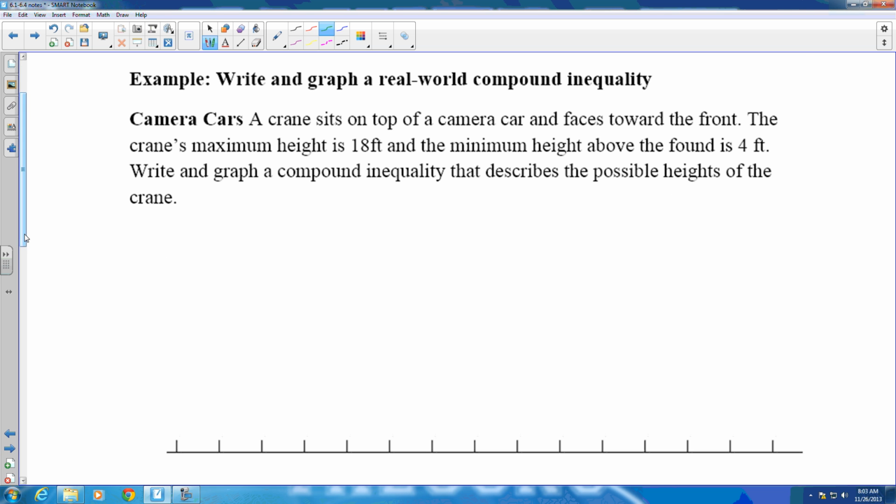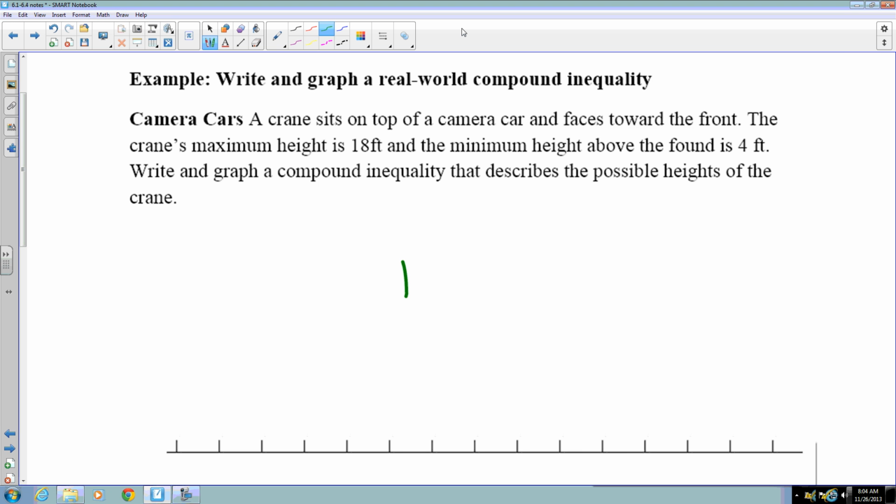A crane sits on top of a camera car and faces toward the front. The crane's maximum height is 18 and the minimum is 4. Write and graph a compound inequality that describes the possible heights of the crane. So whenever we have temperature or height and we're talking about a range, that's always going to be inclusive and it's always going to be an and inequality. So we are including 18 and we are including 4.